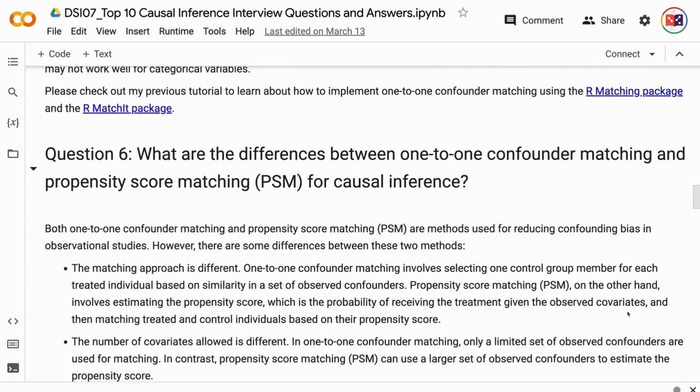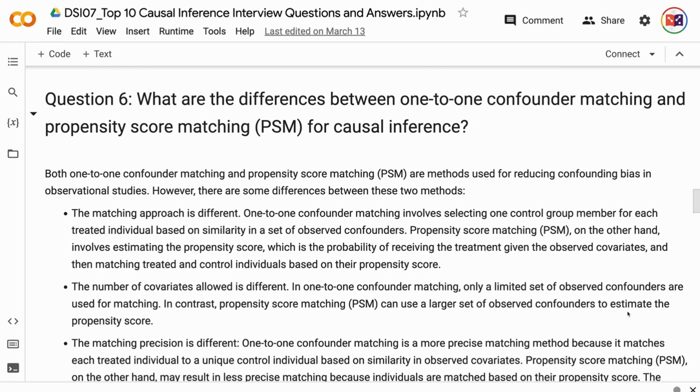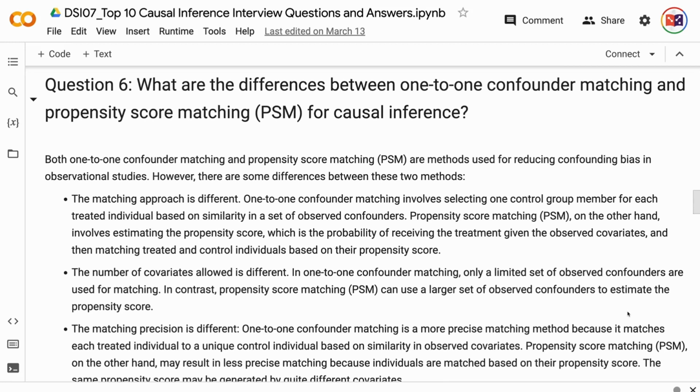Question 6. What are the differences between one-to-one confounder matching and propensity score matching for causal inference? Both are methods used for reducing confounding bias in observational studies. However, there are some differences between these two methods. The matching approach is different. One-to-one confounder matching involves selecting one control group member for each treated individual based on similarity in a set of observed confounders. Propensity score matching, on the other hand, involves estimating the propensity score, which is the probability of receiving the treatment given the observed covariates, and then matching treated and control individuals based on their propensity score.